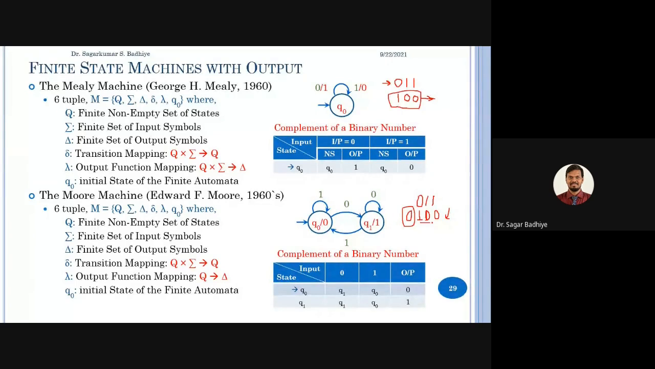Okay, so this is the result. I hope this example is also clear.